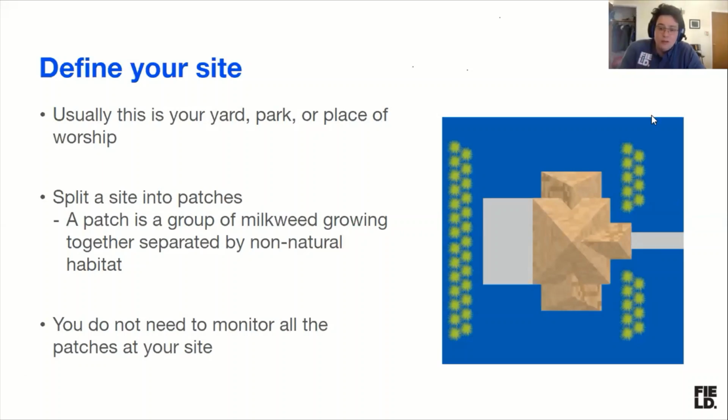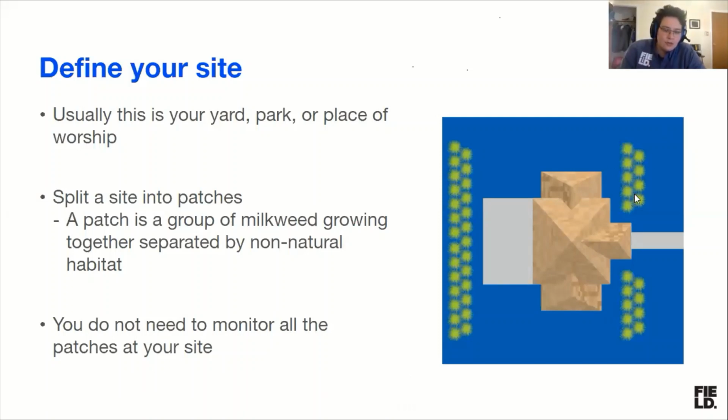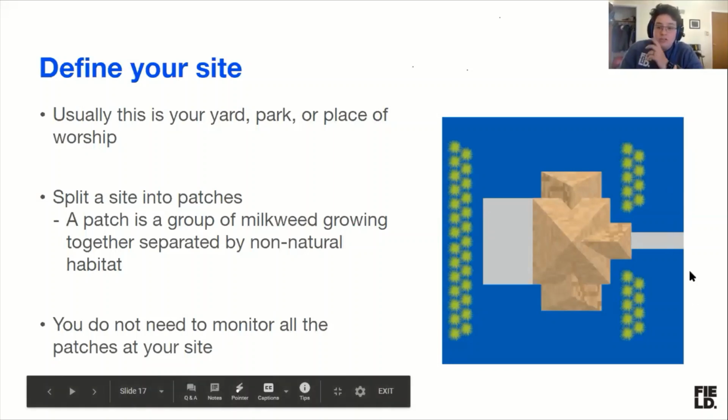It could be really helpful if these are different species. It's just easier to record the data that way. Ultimately, you don't need to monitor all of the patches at your site. If you have a clump of milkweed and you choose to monitor, you need to monitor all the milkweed in that clump. So it's about managing the amount of work that you want to do because you're volunteers.